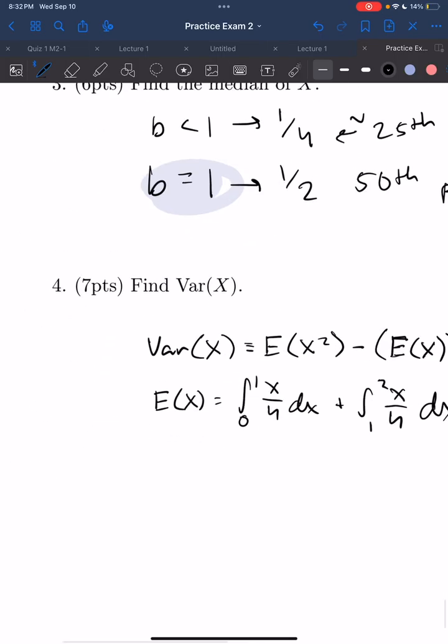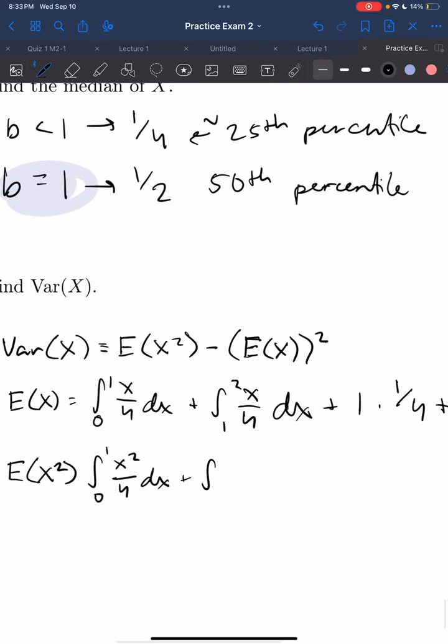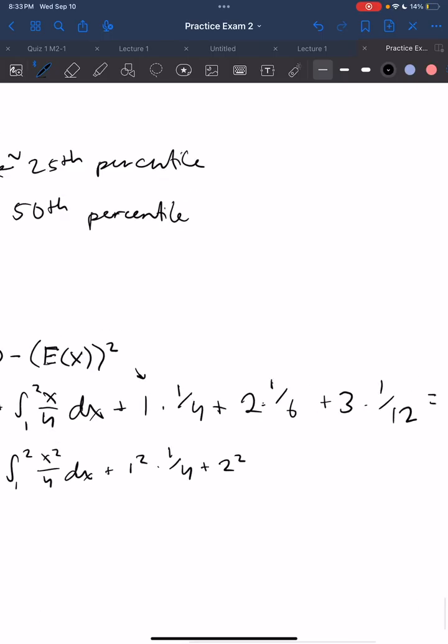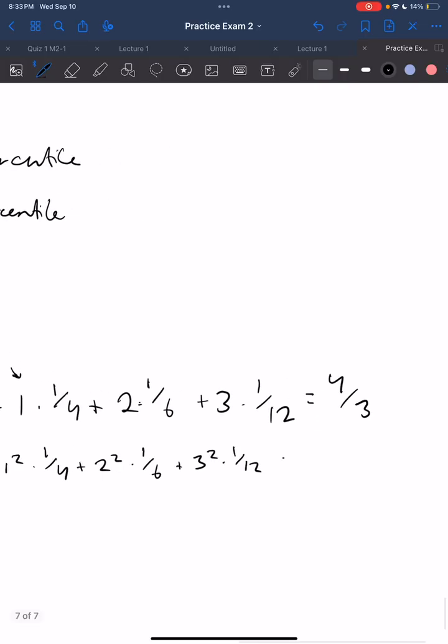And then now we can do the same thing for x squared. Basically we calculate it all the same way, but we square x. So there's that, the integral of x squared dx, and then these are our x values over here, so we're going to do them all squared. And then we should get 7 over 3.